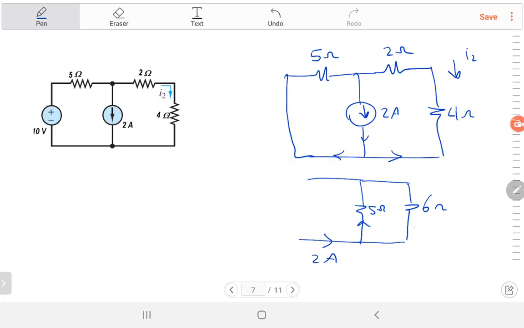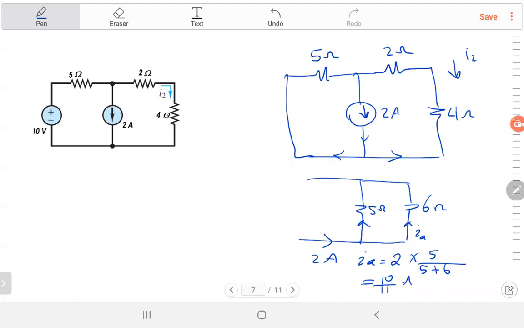So current will go there, some they go in 6. The current in 6 ohm, call it for example IA. What's IA? It's equal to the total current, which is 2 amp, times the opposite resistance, 5 ohm, divided by the sum of both. That will be equal to 10 over 11 amp.